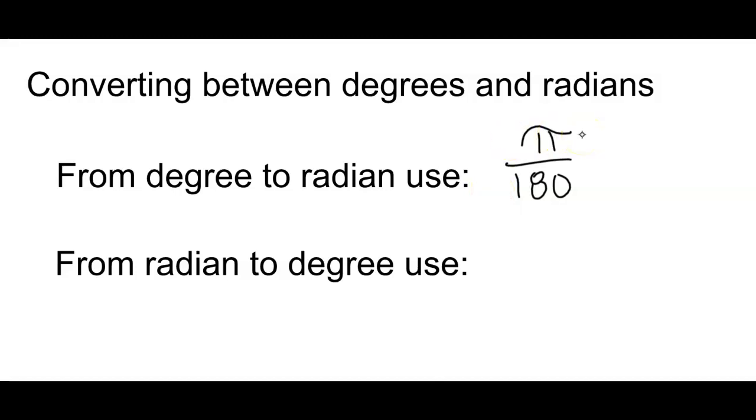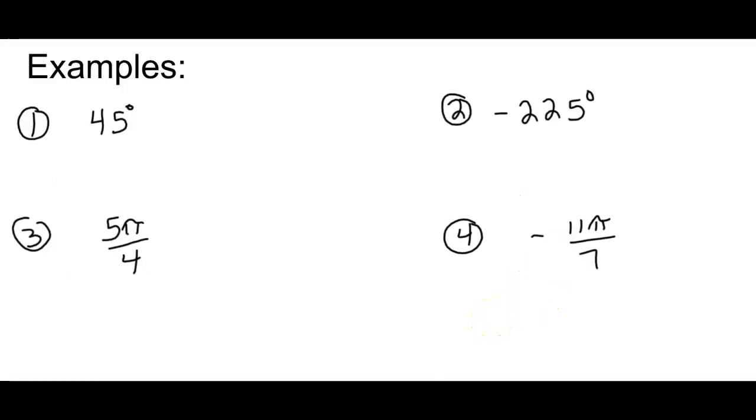So when we're going into radian, you want to make sure your pi is on top. When we're going from radian to degree, you're just going to take the reciprocal of that. We're going to use 180 over pi because you want your pi to cancel off. So you want them to be on opposite sides of the fraction.